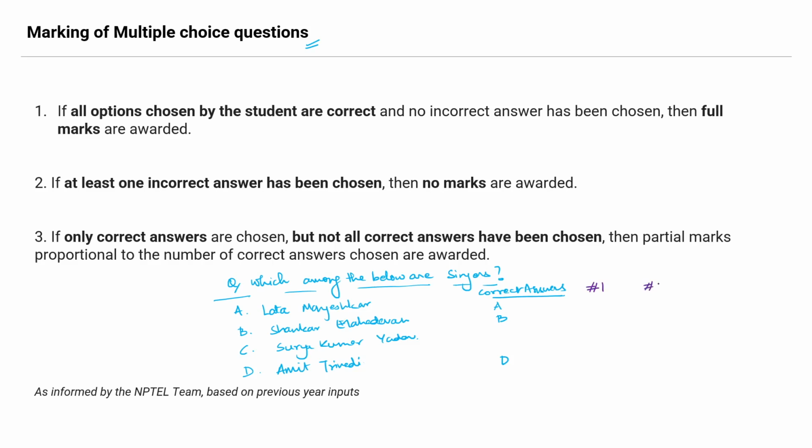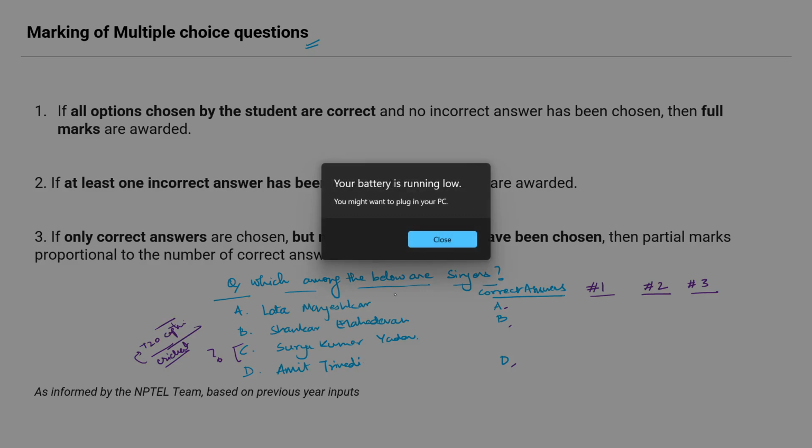All right. So option one says all options chosen by the student are correct. So the correct answers are A, B, and D. Why not C? C is associated with which profession? Cricket. Perfect. And in what designation is he currently playing? All-rounder. Yeah, so he's a batsman, all-rounder. He can bowl, he can bat, and in T20s he was basically the captain of the Indian cricket team.